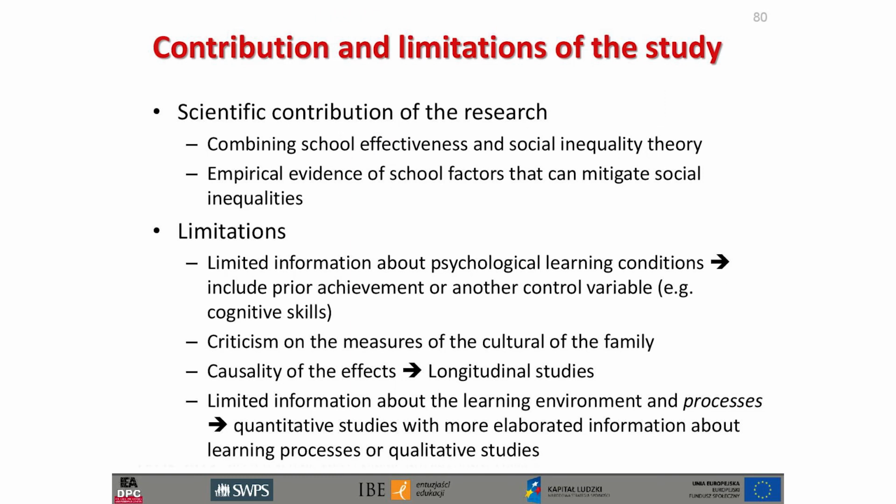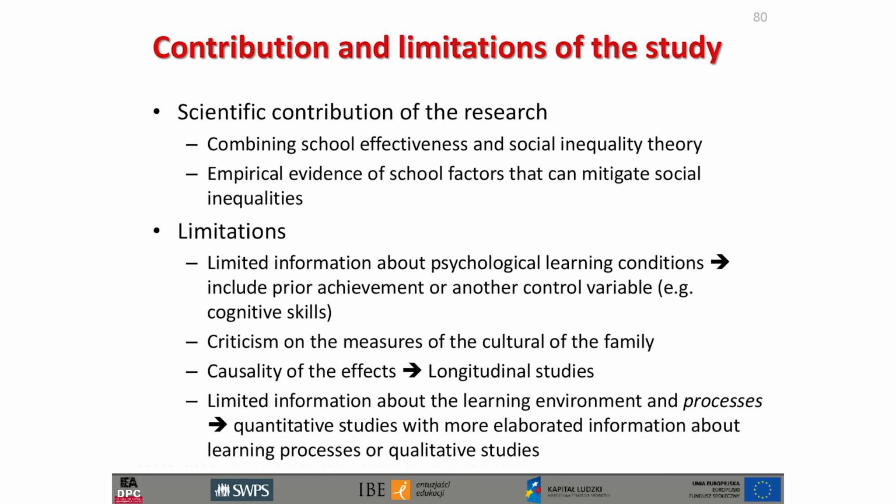So the scientific contribution of the research is that combining school effectiveness and social inequality theories is a kind of new approach. I will explain it a little bit more next time when I'm here and go through the different school effectiveness theories, which describe the school system in a very systematic way. This hasn't been done for social inequalities research before. Also, there's empirical evidence of school factors that can mitigate social inequalities.